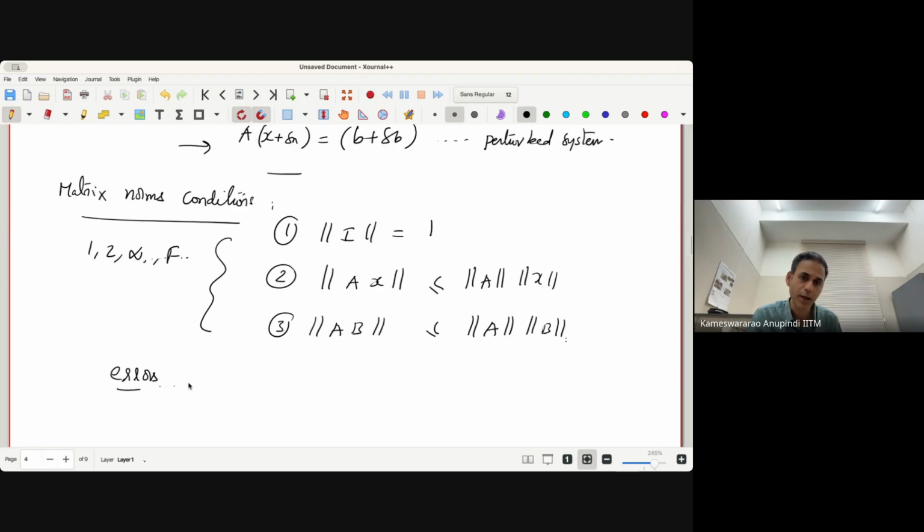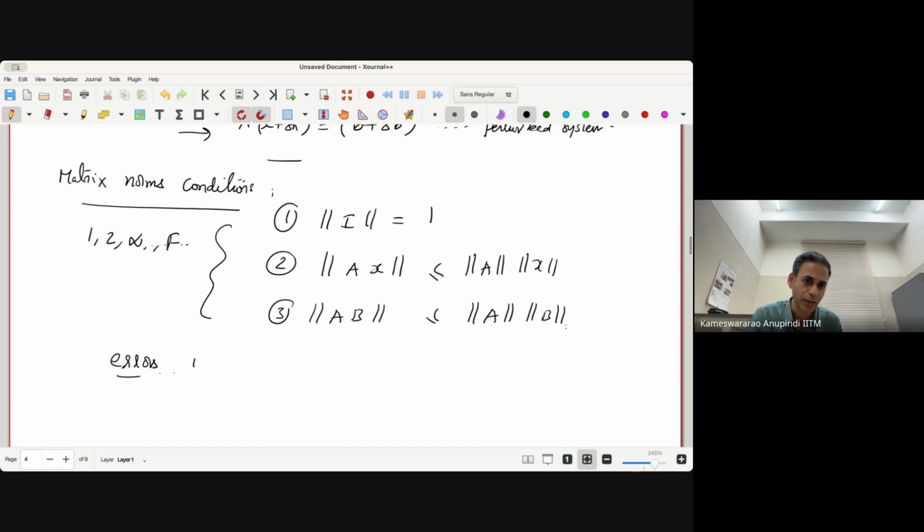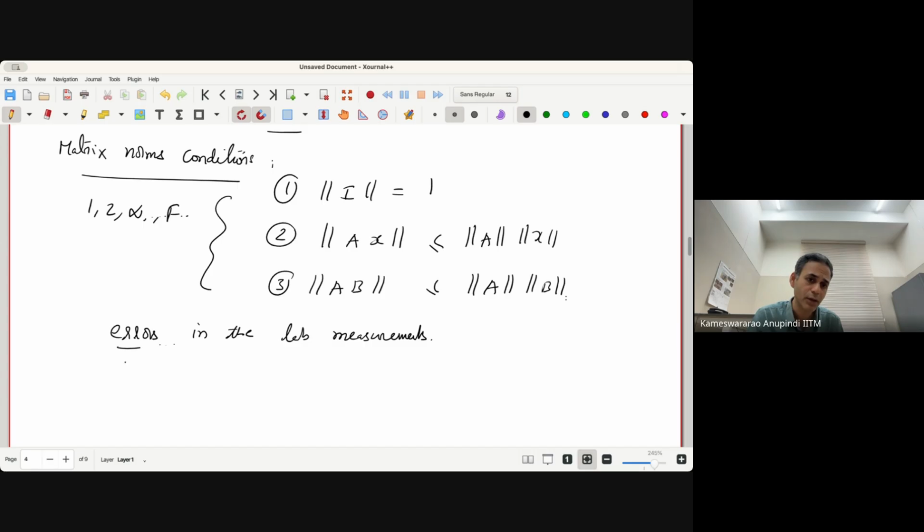These errors could be coming from errors in the lab measurements, right? It is not always possible to get the exact value. There is some plus minus value. Similarly, these could be coming from round-off errors. Let us say you have done some simulation and got these values, then this B itself already has these round-off errors. There are some errors that are already built into the B.